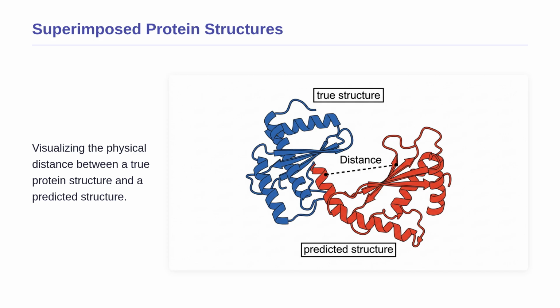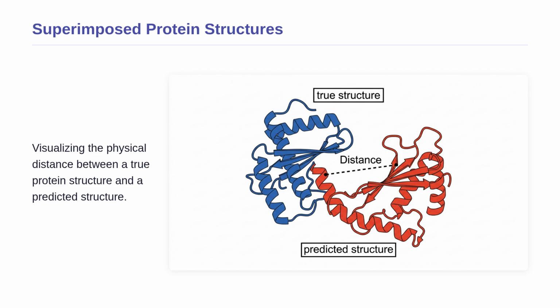To truly grasp what we just calculated, let us look at this visual representation of superimposed protein structures. On the screen, you see 2 folded protein ribbons. The blue ribbon represents the true natural structure of the protein, while the red ribbon represents the computer's predicted structure. Notice how they follow a similar overall shape, but do not align perfectly.